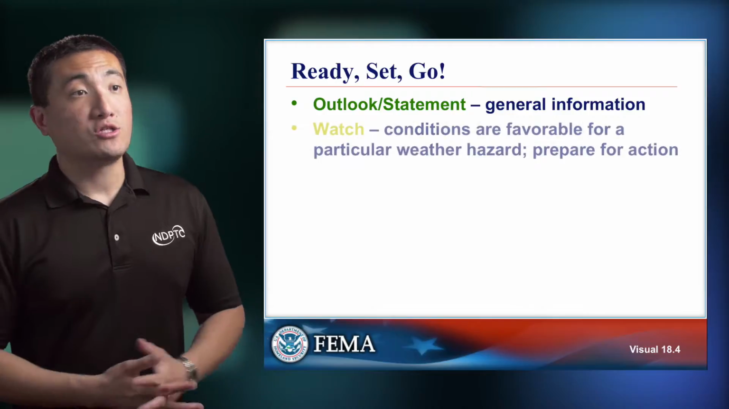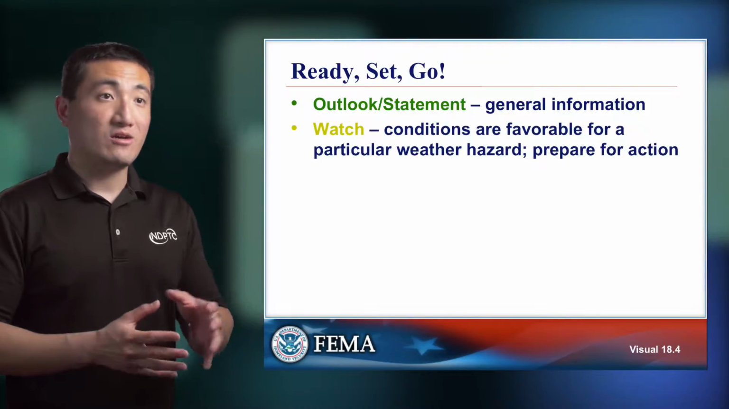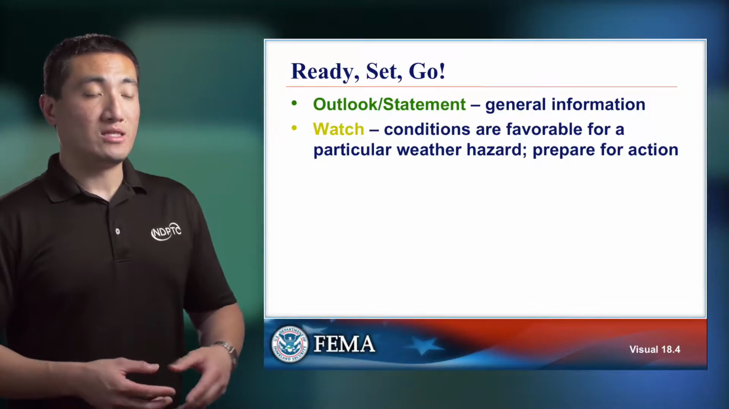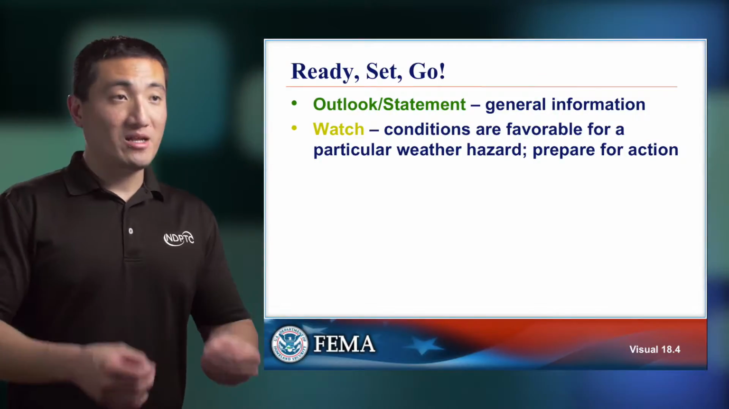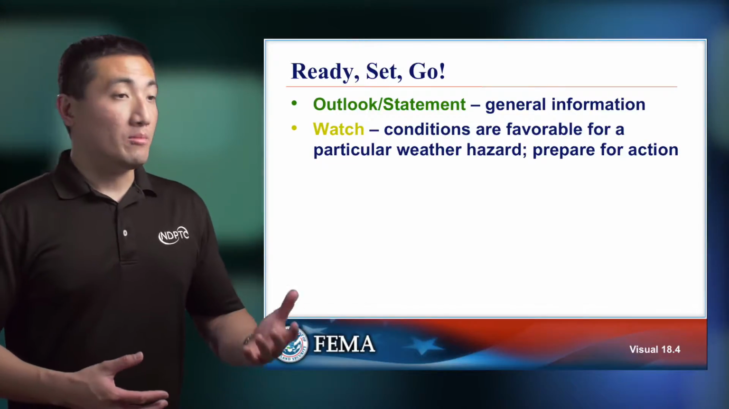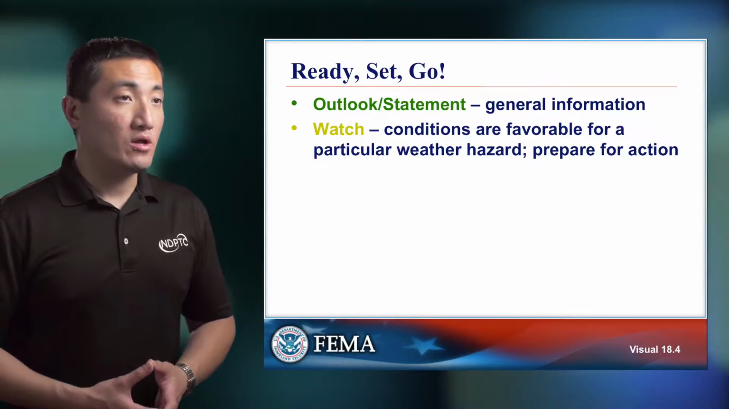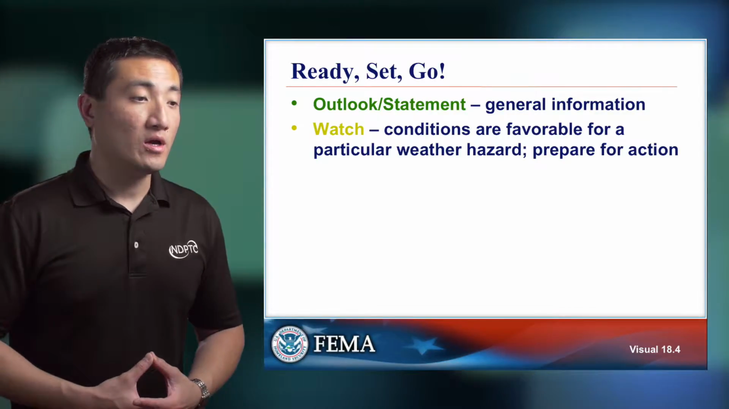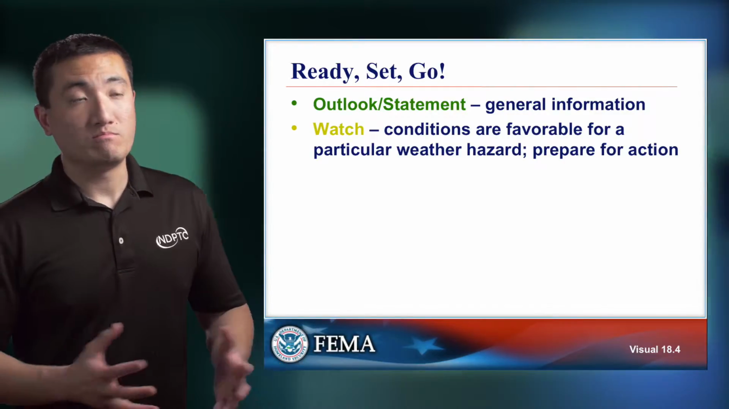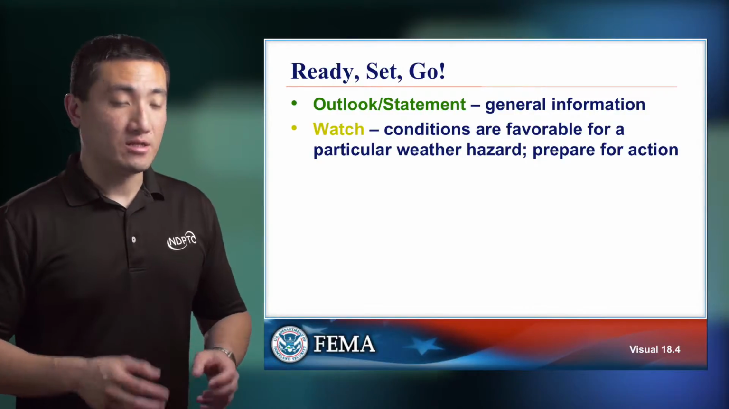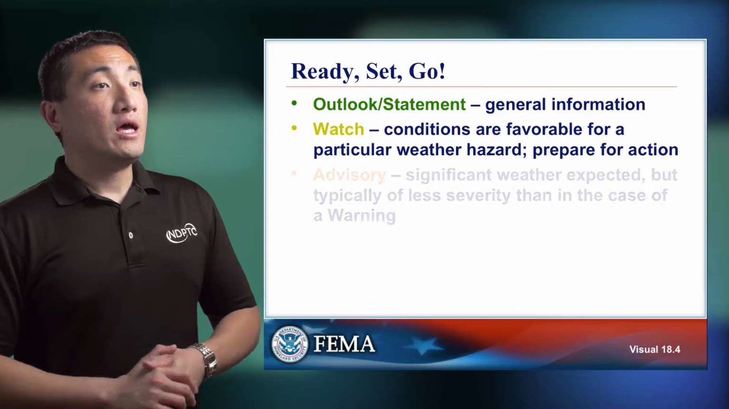These are all part of the ready phase, if we think ready, set, go being the three primary tiers of categories. A watch is when conditions are favorable for a particular weather hazard. It means to prepare for action. The weather event is not imminent yet, but the conditions are favorable for that to occur. In the case of thunderstorms and tornadoes, a tornado or severe thunderstorm watch would often be issued the day of, but a few hours before an actual imminent weather threat occurs.